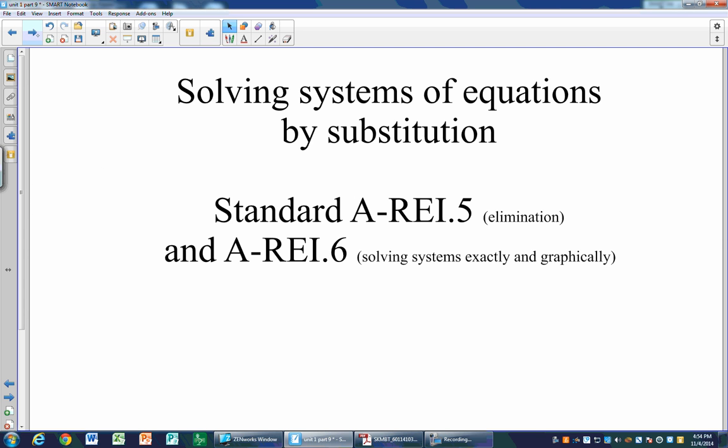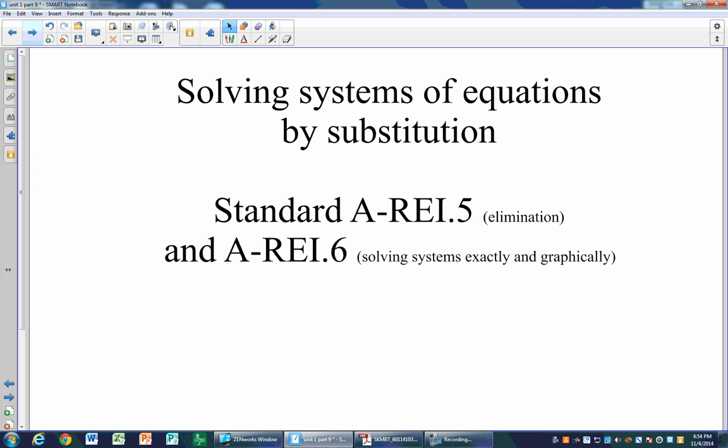Today, we're going to be talking about solving systems of equations by substitution. For you teachers out there, standard A-REI.5 is by elimination, and A-REI.6 is solving systems exactly. Someone used that for elimination and substitution, and also graphically.